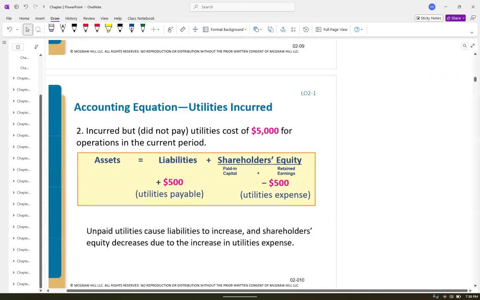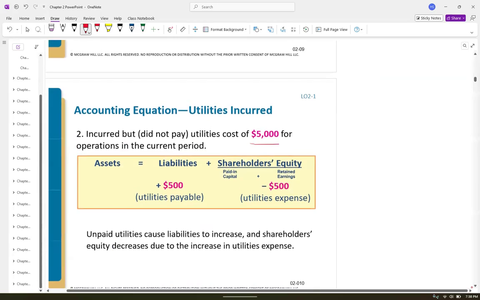Okay. Then, number two, we incurred but did not pay utilities that cost $500 for operations in the current period. Okay. We will debit utilities, if I could spell utilities. I can spell, I sometimes just can't write. Okay. And we are going to credit, I'm just going to call it utilities payable for 500. That'll be the credit. Okay.